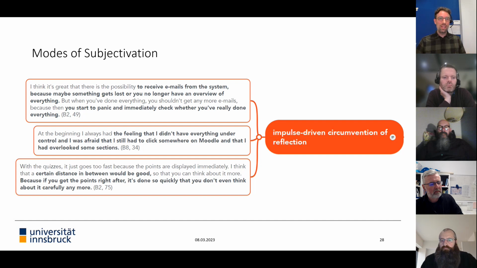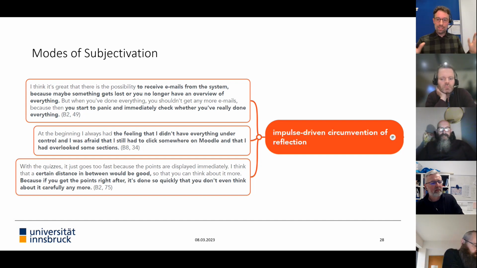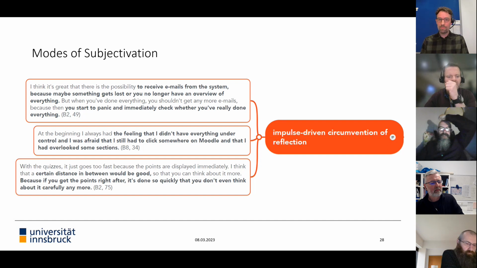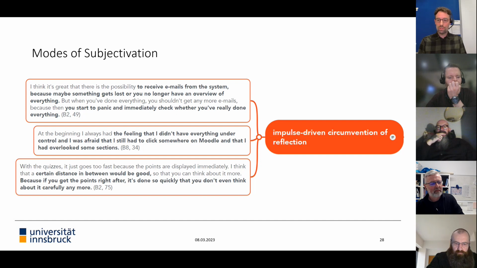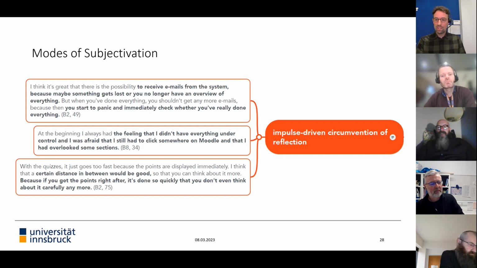And the student says, if you get then an email notification that something is due, you start to panic and immediately check whether you have really done everything. And another student says, at least in the beginning, I had the feeling that I didn't have everything under control, and I was afraid that I still had to click somewhere on this Learn Moodle and that I had overlooked some sections. So this is really interesting because the first theme was on they feel they have more control, more self-direction.